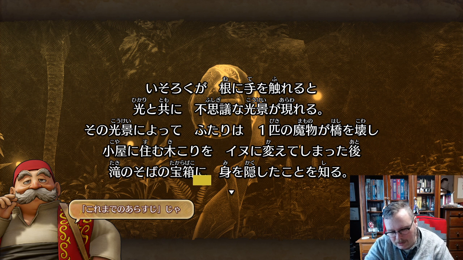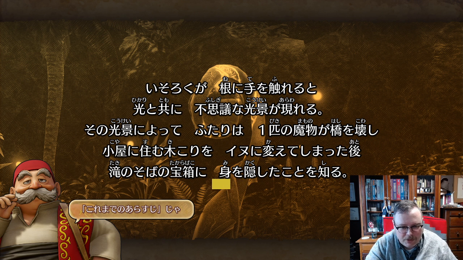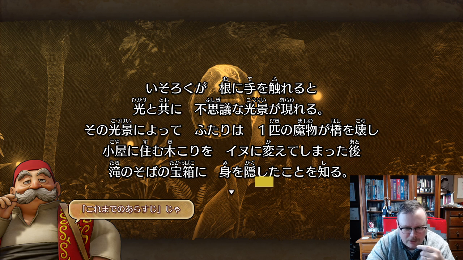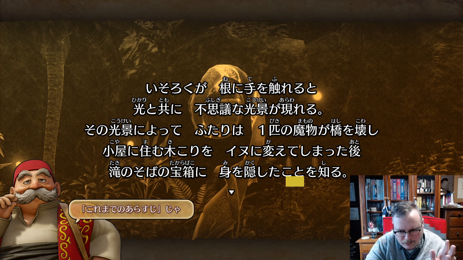Ni, unto, in. Mi o kakushita. So mi is oneself, or not oneself, but the body of oneself. Kakusu means to hide, and kakushita, what they say here, is the past tense of kakusu. So mio kakushita means to hide oneself. And then koto is an interesting word, and you'll run into this word a lot. Koto makes a verb phrase into a noun, and a lot of Japanese involves making other things into nouns.